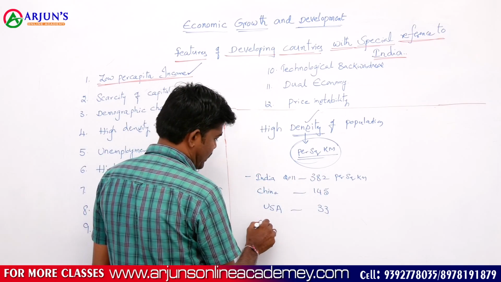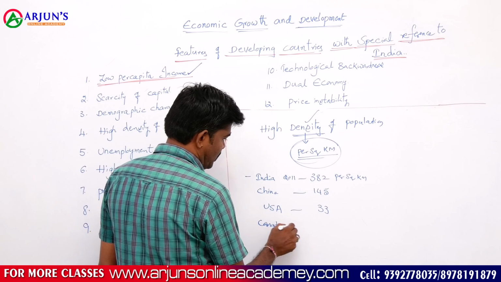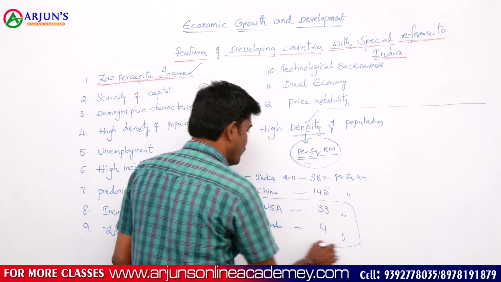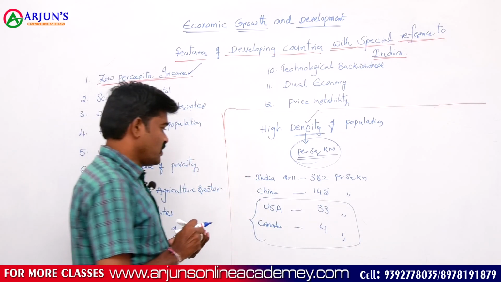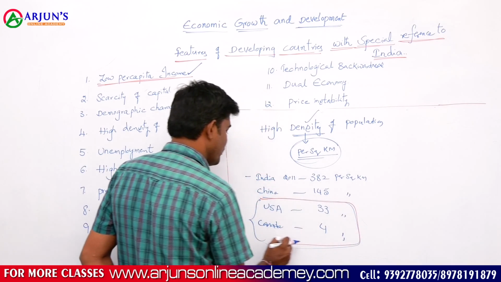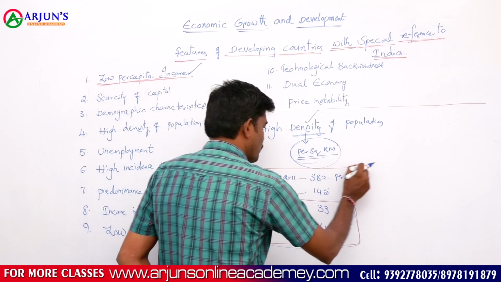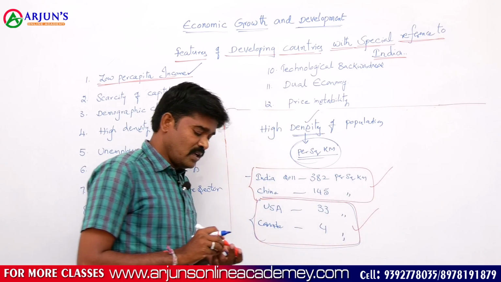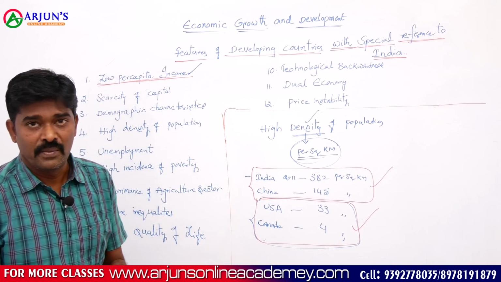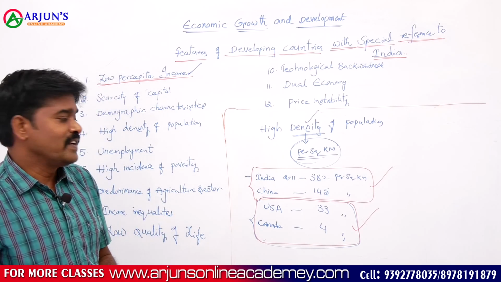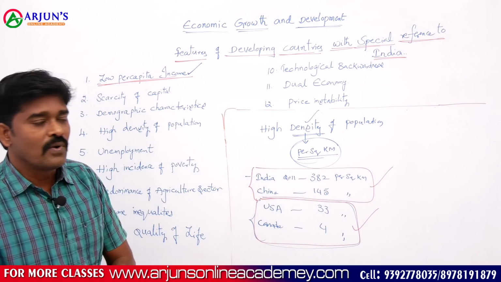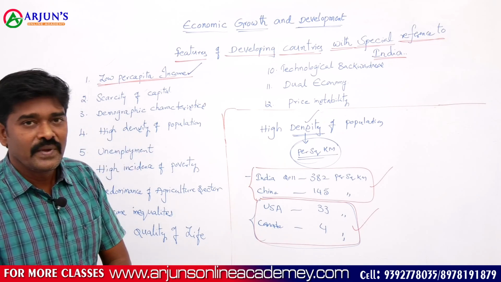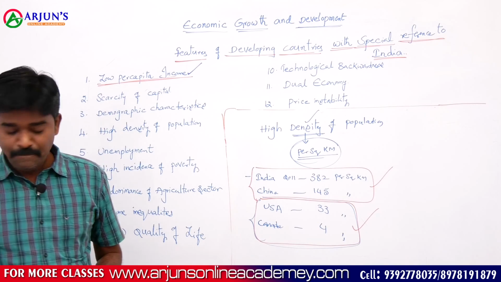But in the case of Canada, it is only 4. Observe the density of population of the developing countries. The density of population of the developed countries is very low when compared to the developing countries. Due to this high density of population, it is very difficult for the people to get minimum amenities, sufficient needs to satisfy their wants. That's why high density of population is also one of the important character features of a developing economy like India. Okay, next, another one.